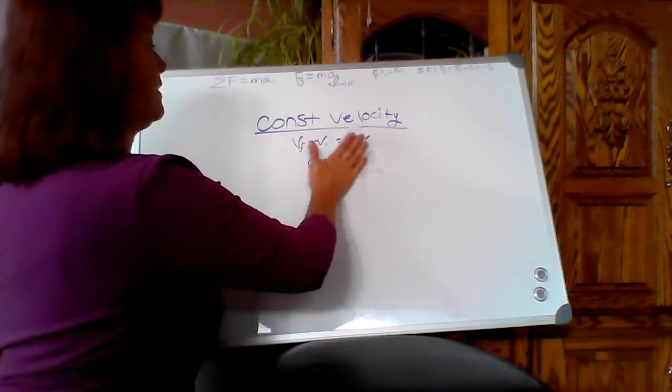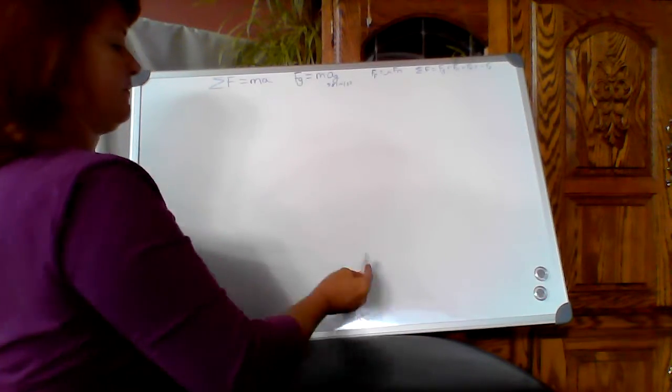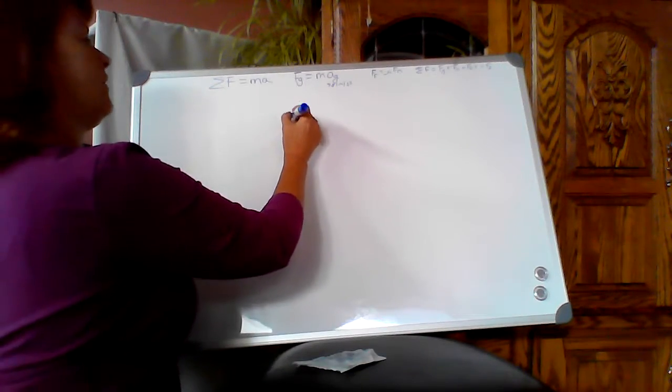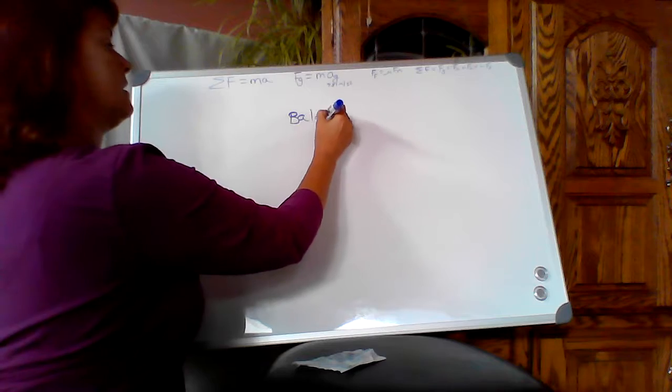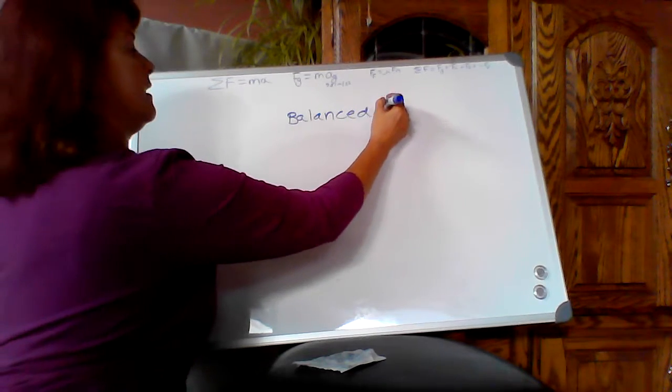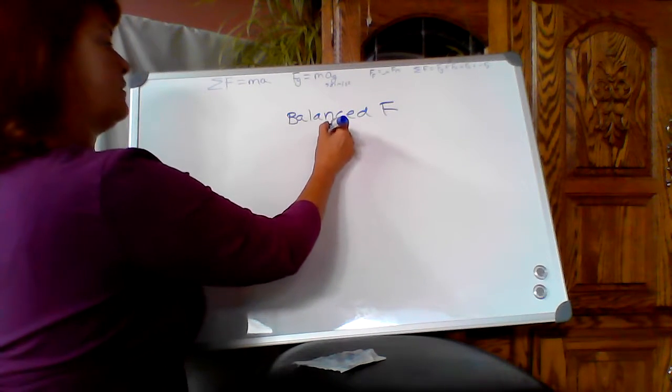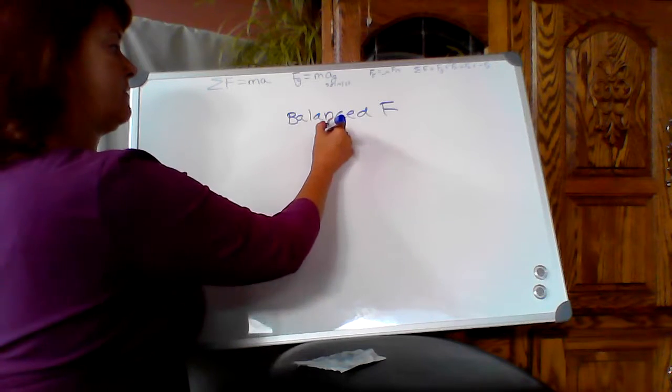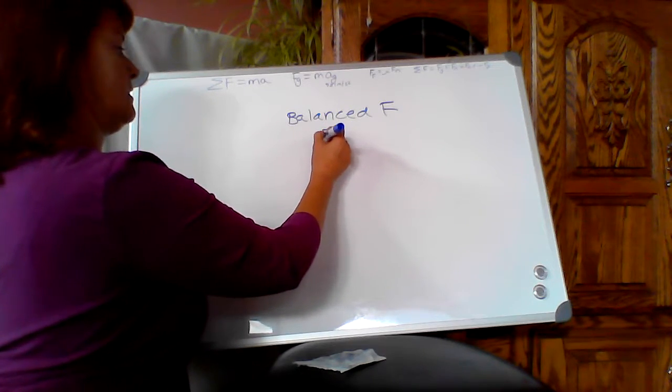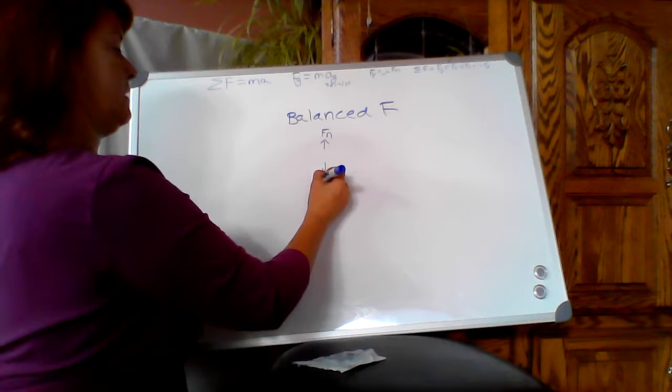The other thing you want to look at are balanced versus unbalanced forces. If all the forces are balanced, that means that the normal force will cancel out the gravitational force. It's going to be the same, equal, and opposite of gravity.